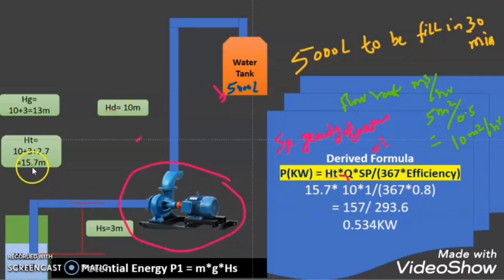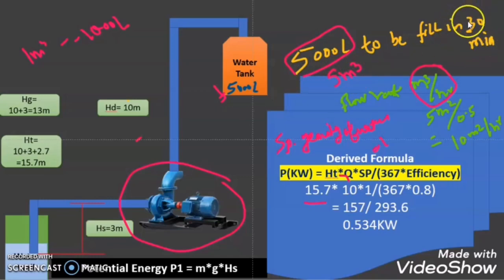So what is total head? Total head is the sum of suction head, delivery head and friction head, that is 15.7. So I mention here 15.7. Q is the flow rate in meter cube per hour. As we know, the water is 5,000 liters. In meter cube, it is 5 meter cube of water, as we know that 1 meter cube of water is 1,000 liters. This we discussed in our previous step. So 5,000 liters of water will be 5 meter cube of water.